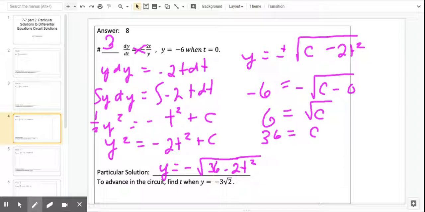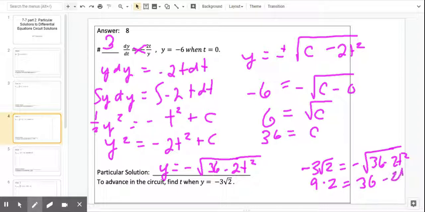And now we want to find t when y equals negative 3 square root of 2. So negative 3 square root of 2 equals negative square root of 36 minus 2t squared. So first thing, I'm just squaring both sides. So then we have 9 times 2 equals 36 minus 2t squared, because squaring both sides gets rid of the negative and squares everything all in one step. So that's all we need to do there.